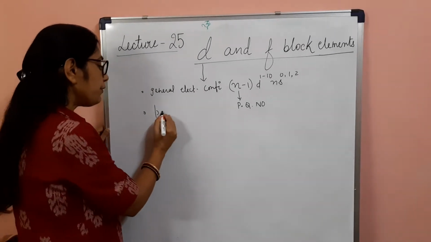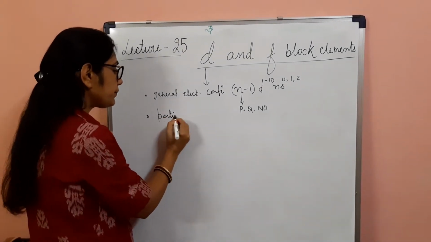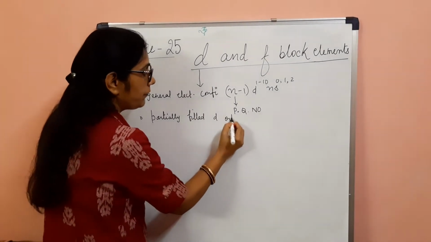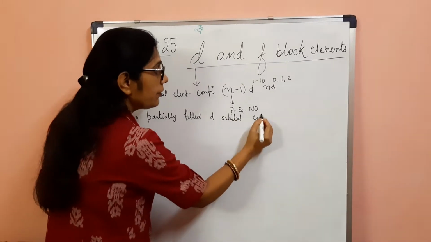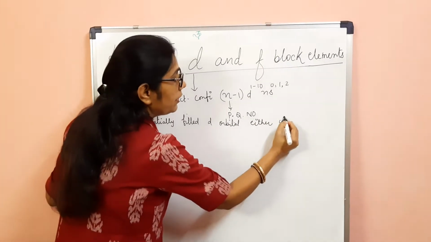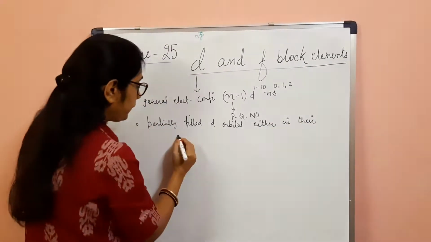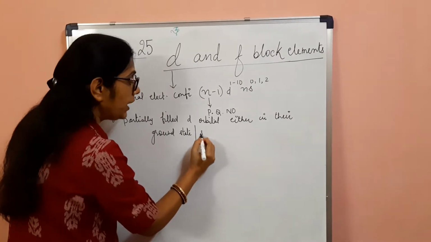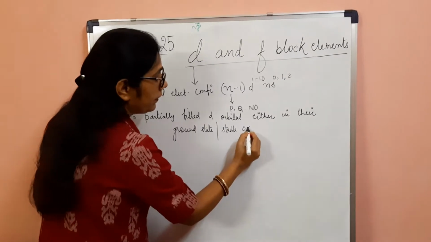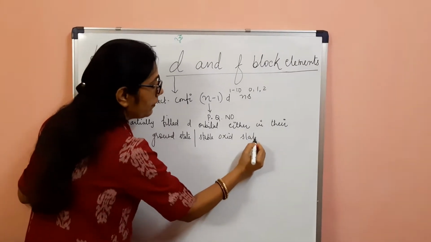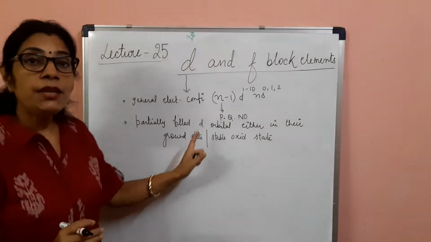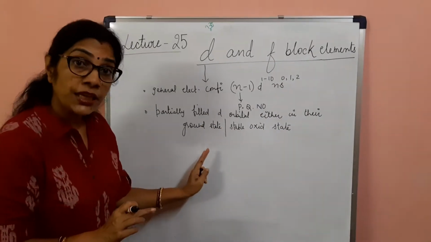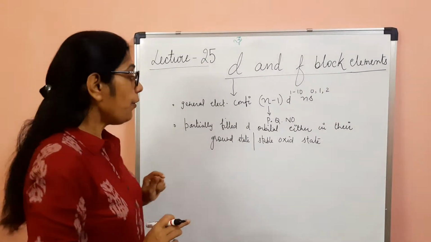Then they have partially filled D orbital either in their ground state or most stable oxidation state, right? So they have partially filled D orbital, not completely filled, not fully filled, either in their ground state or in their most common oxidation state.